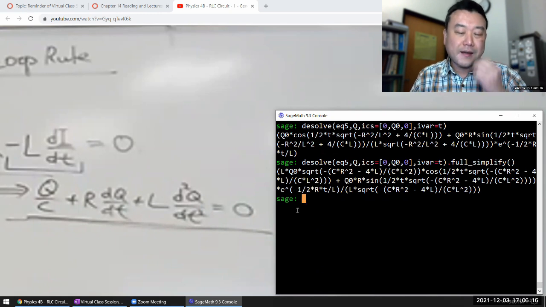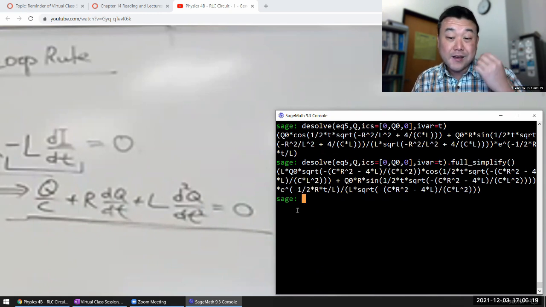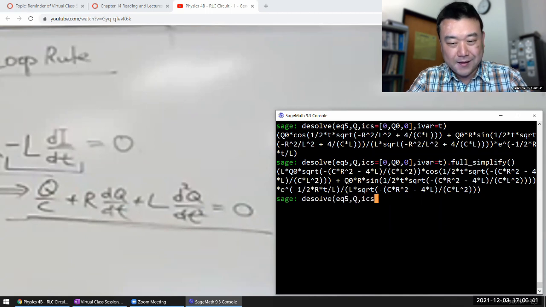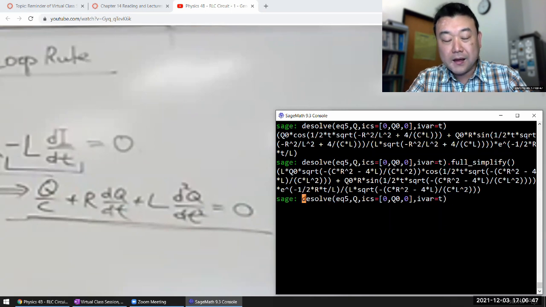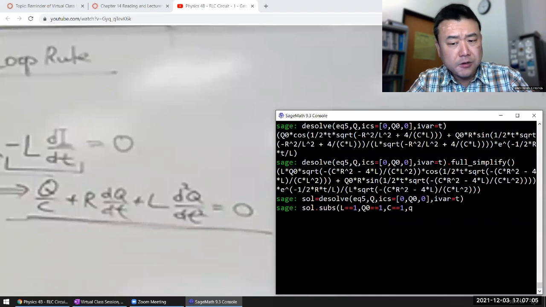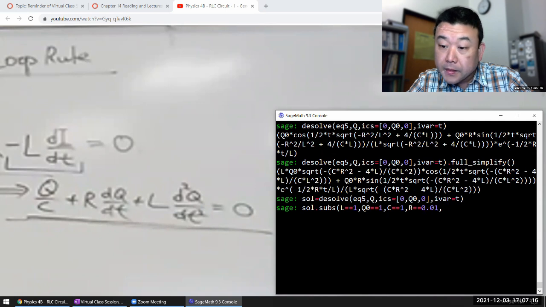And if you want to get a sense of what the solution looks like, you can plot it. So let me just put this into solution. Let me just type it in. Solve equation 5 Q, right? Okay, let me put this into solution, and what I can do is substitute values. My L is equal to 1. I'm doing this in arbitrary units. And let's say Q naught is equal to 1, C is equal to 1. Let me put in a small value for R. R is equal to 0.01. I think that might be enough.